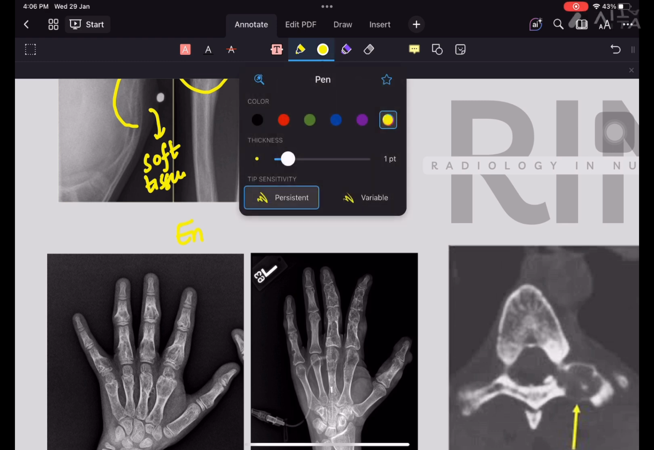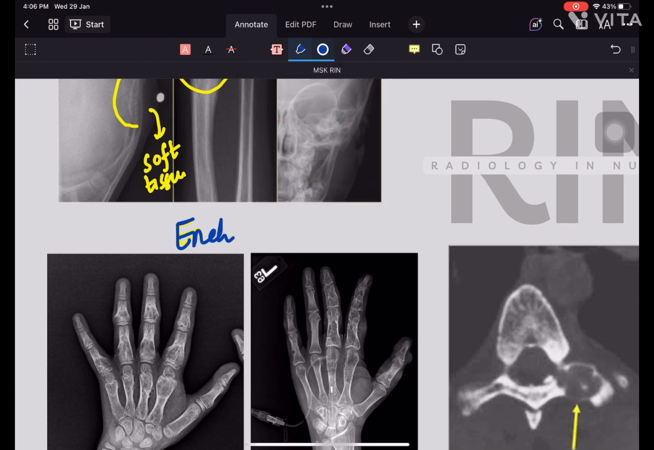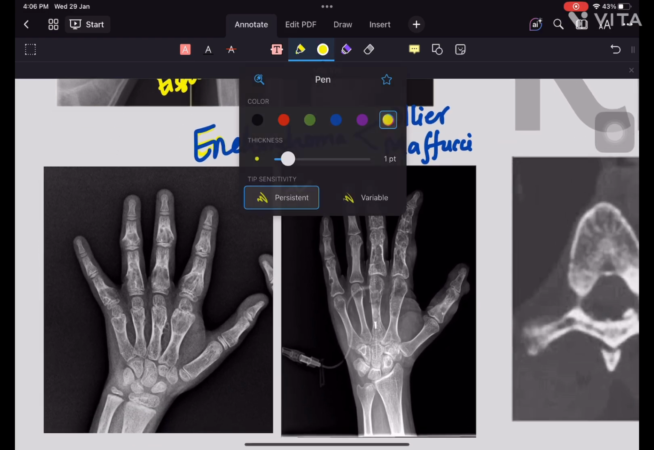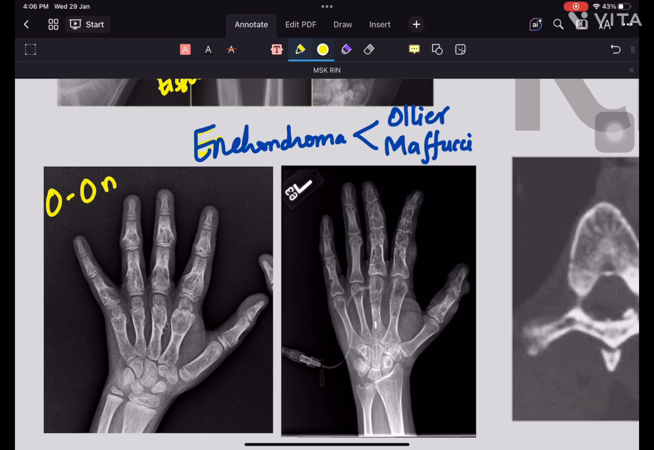And next E is about enchondroma. When we talk about enchondroma, there are two most famous syndromes that we need to know. One is Ollier syndrome and the second one is Maffucci syndrome. The first one starts with the letter O. So it has only and only enchondromas. It does not have any soft tissue component in this syndrome.